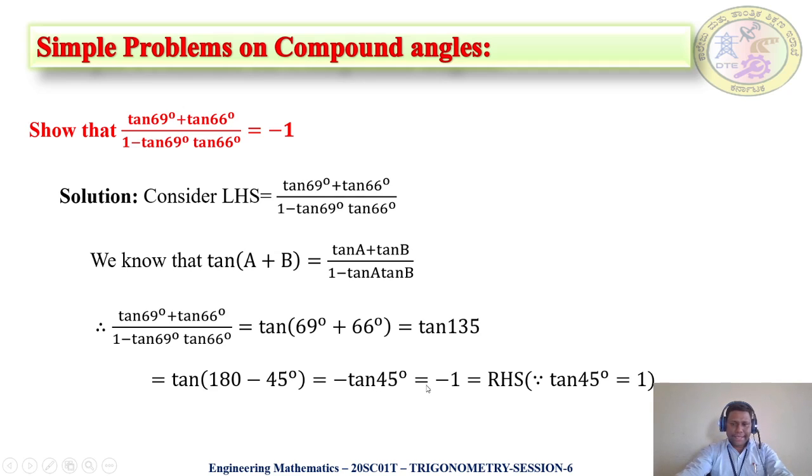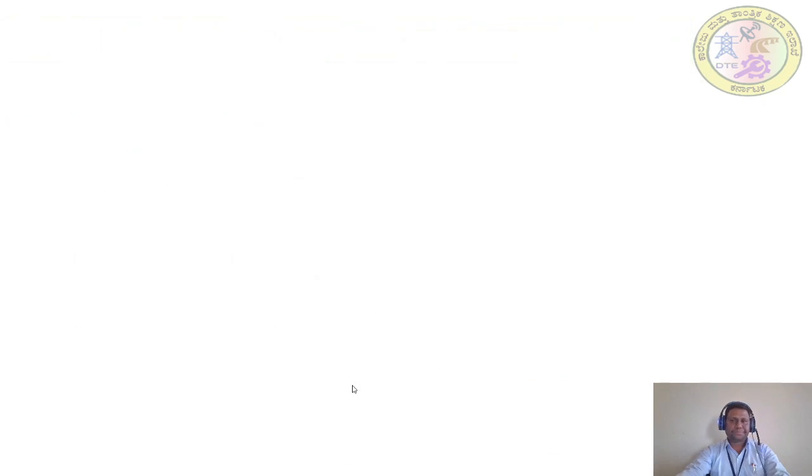And tan 45 degree is 1. Therefore, we get the answer minus 1, and that is the required RHS. So we have to prove this one, and we have proved it by using the tan of A plus B formula, and then using the concept of allied angles, we have proved (tan 69 plus tan 66) whole divided by (1 minus tan 69 into tan 66) equal to minus 1. We have proved that one.